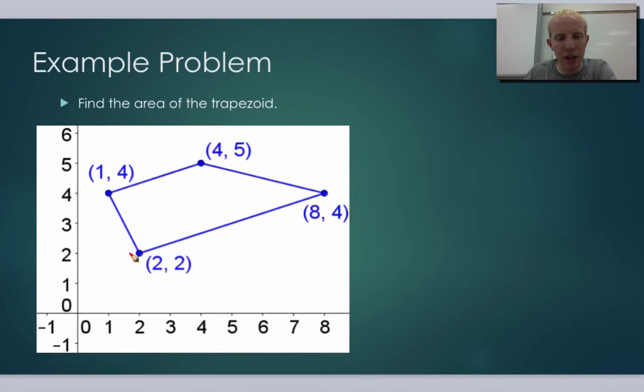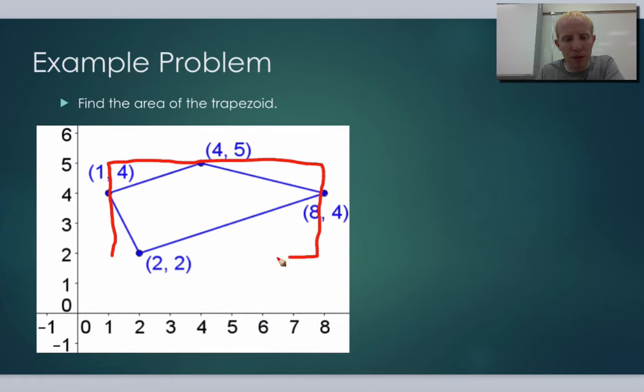Let's try an example problem and see if we can figure this out. So we're trying to find the area of this trapezoid right here. And again, it's kind of ugly. We can't use the distance formula. So let's do the box method instead. So we're going to draw a box, okay, around the outside of this shape.